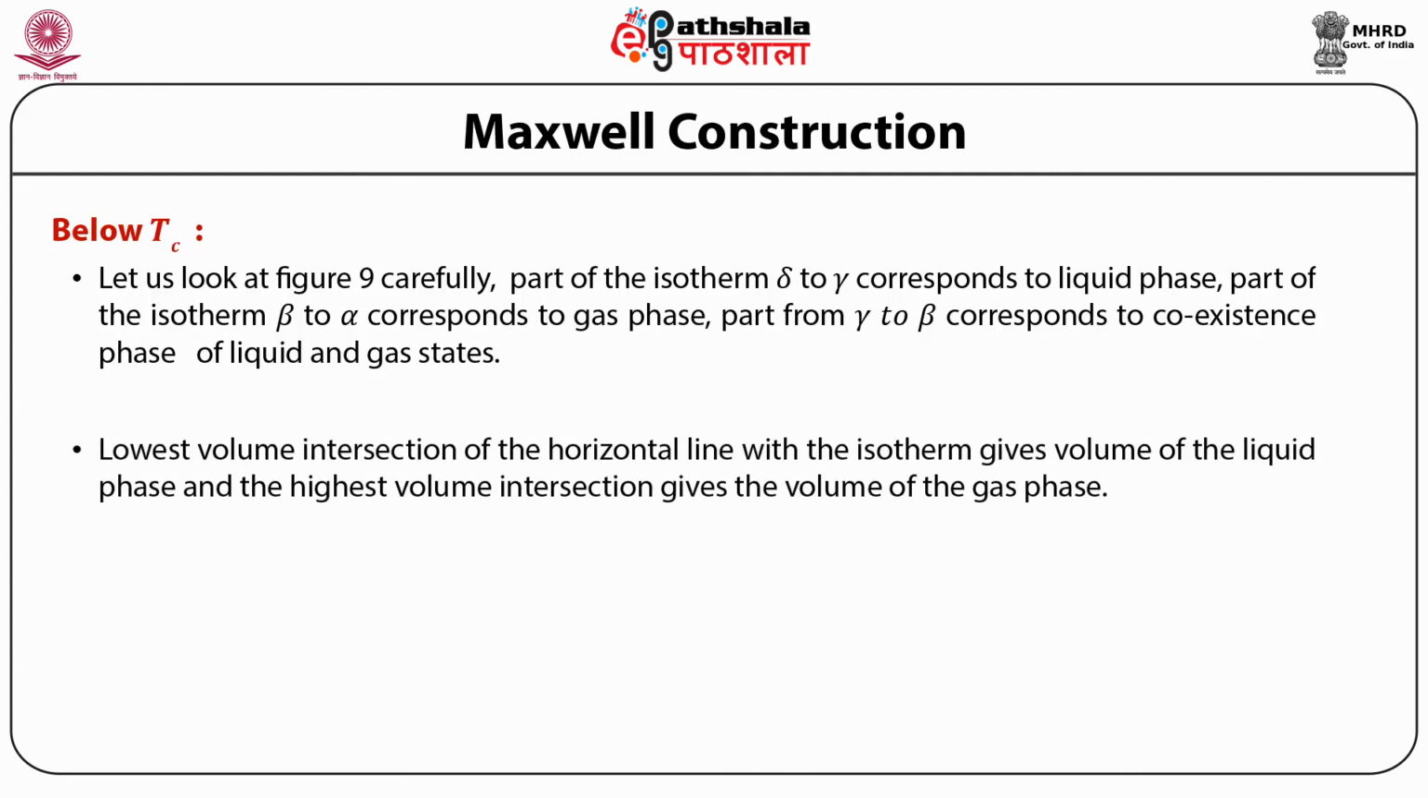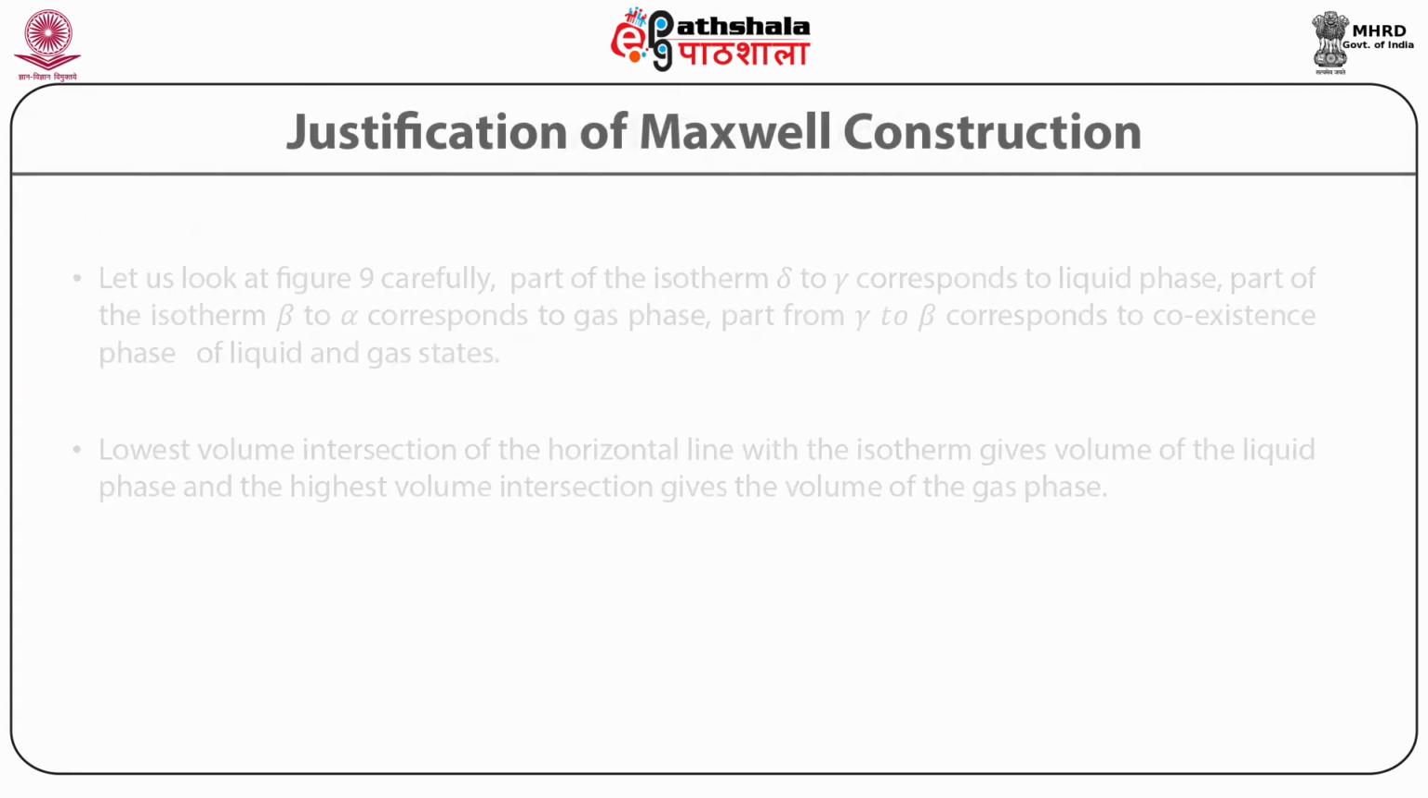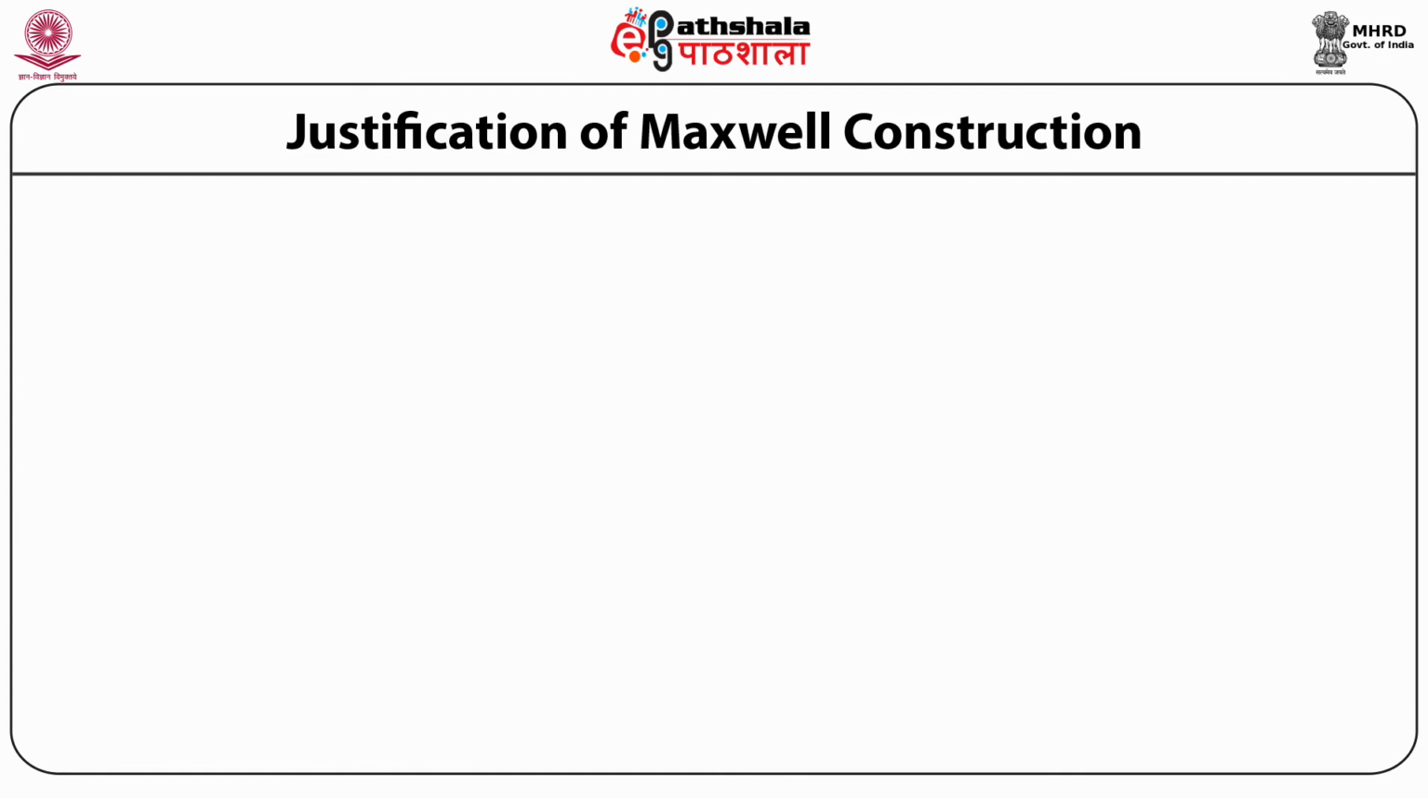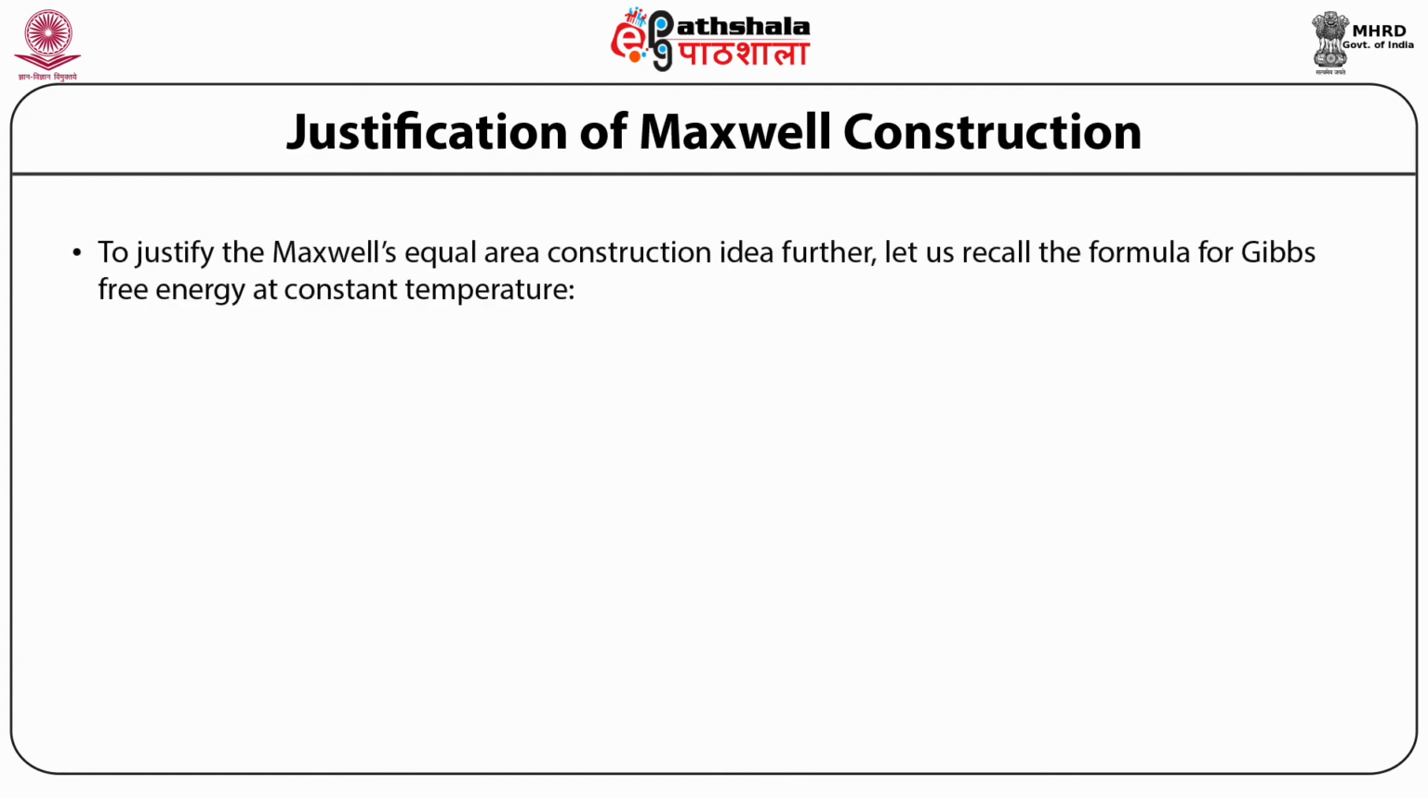The lowest volume intersection of the horizontal line with the isotherm gives the volume of the liquid phase, and the highest volume intersection gives the volume of the gas phase. Justification of Maxwell construction. To justify Maxwell's equal area construction idea further, let us recall the formula for Gibbs free energy at constant temperature, that is dG is equal to V times dP.